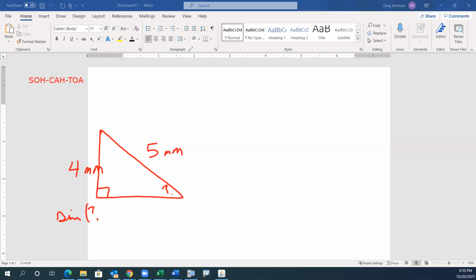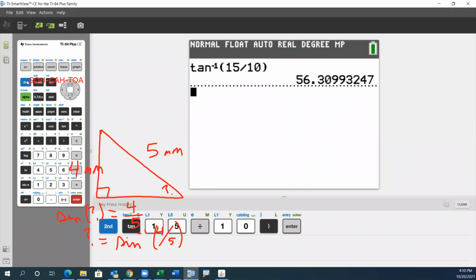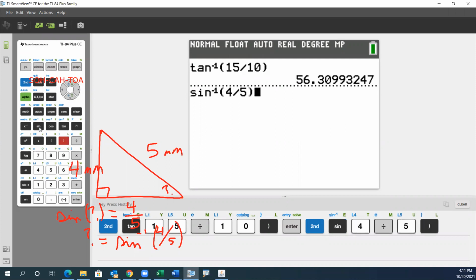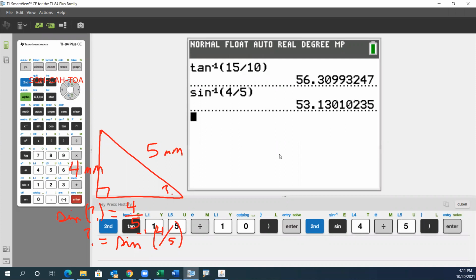So sine of the angle is equal to the opposite divided by the hypotenuse. Now I do sine inverse of both sides and end up with sine inverse of 4/5, very similar to what we did last time. Going to the calculator, I need blue sine inverse of 4/5, and I get 53.1 degrees, and that's it.